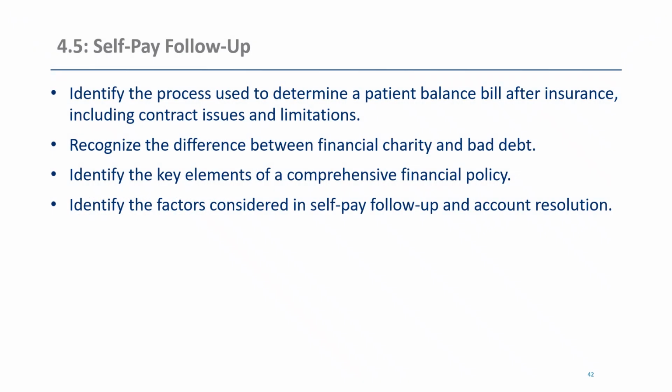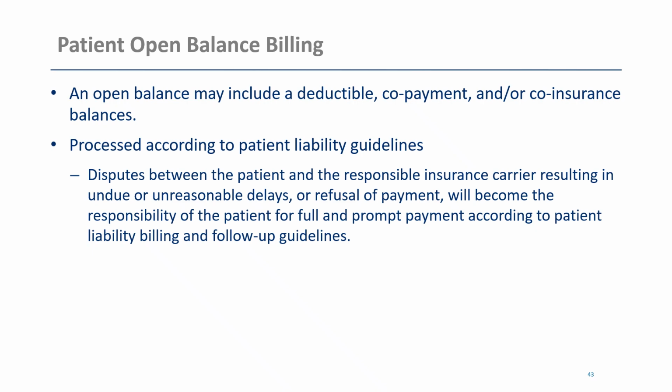So in this section, we'll talk about self-pay follow-up, patient balance billing after insurance, the differences between bad debt and charity, Medicare bad debt rules, and their financial impact. The managed care contract and state and federal regulations may prohibit the provider from pursuing open insurance liabilities from a patient. So you may bill the patient for their deductible, copay, and coinsurance after the claim has been paid by or processed by the primary payer.